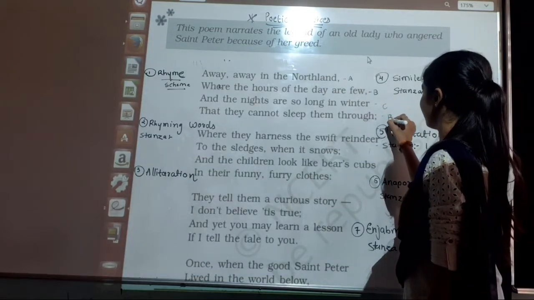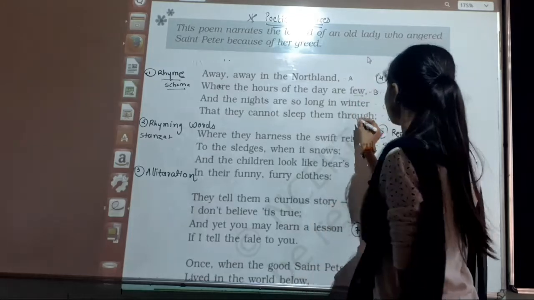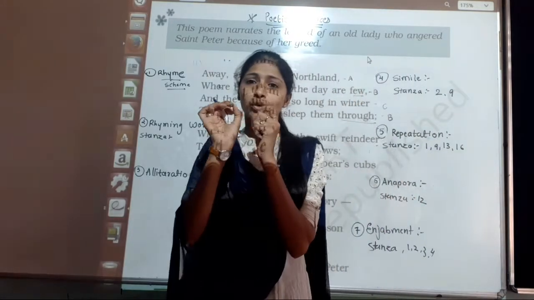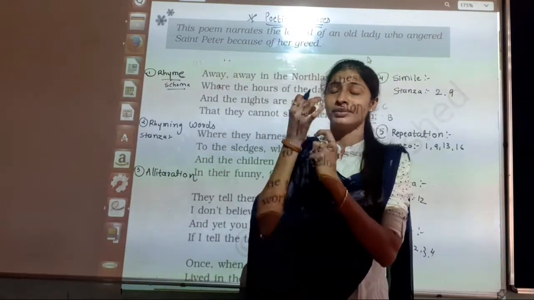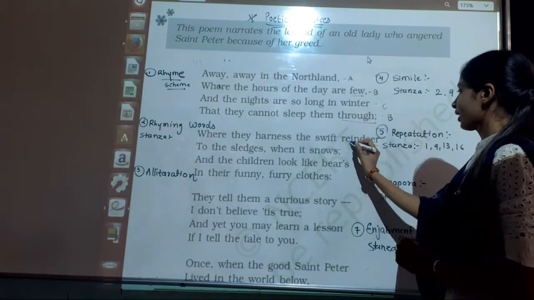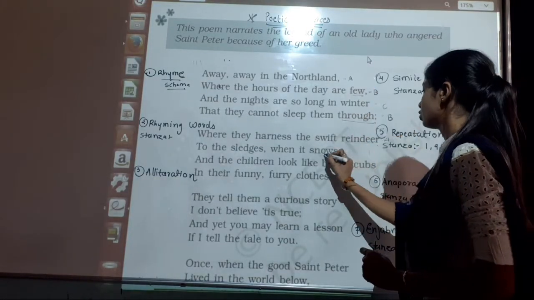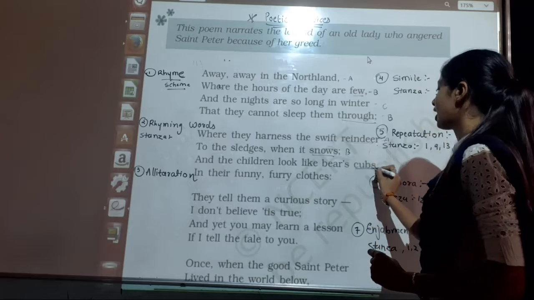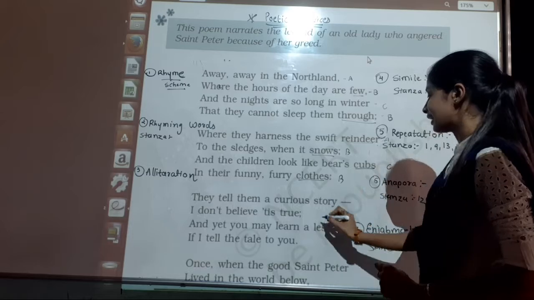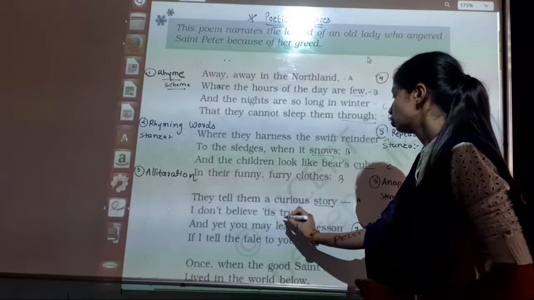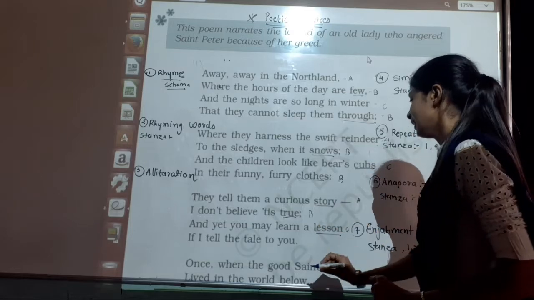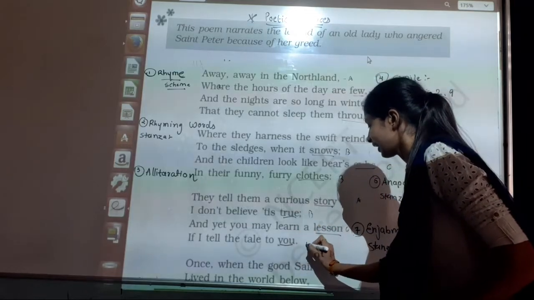Here the pronunciation will be the same, this and this, few and true. The same sound will be created from the mouth for those two words. So here A, B, C, B. In the next stanza, reindeer, A. Snow, B. Cups, C. And clothes. Snow and clothes, B. Then story, A. True, B. Listen, C. True and use, again B.